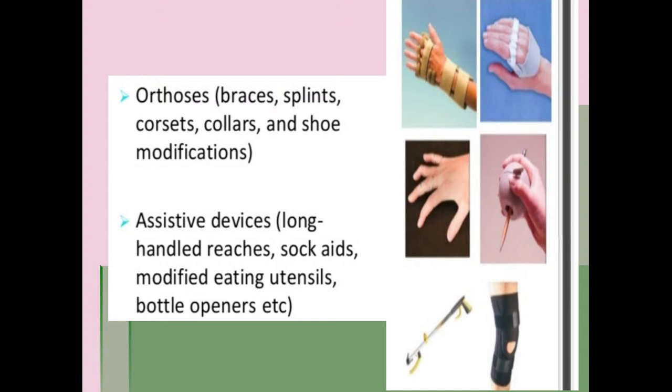Also for treatment and rehabilitation of a person, we widely use orthoses. Now you can see braces, splints, corsets, collars, shoe modification. Use assistive devices, for example, long handled reachers, sock aids, modified eating utensils, bottle openers, etc.